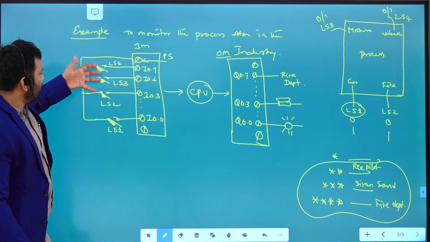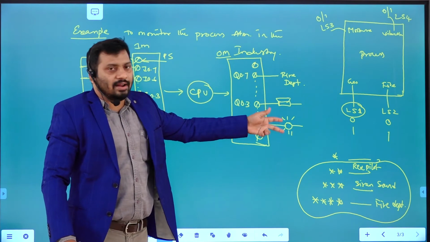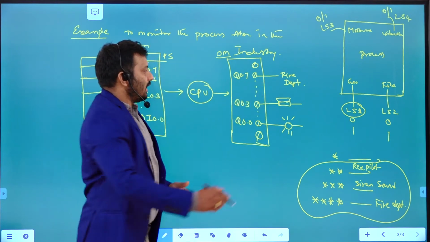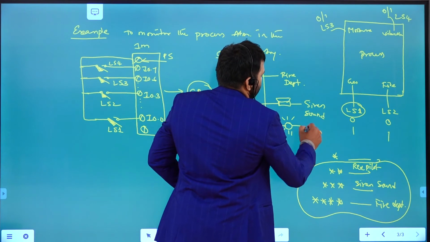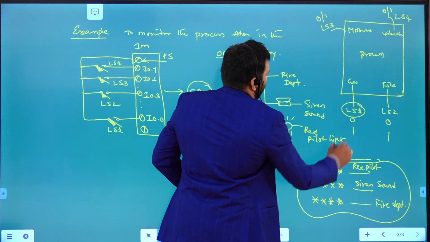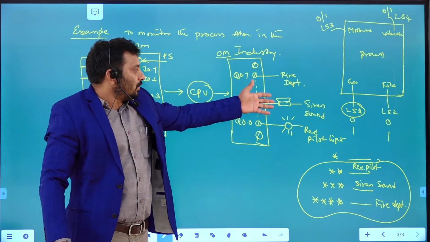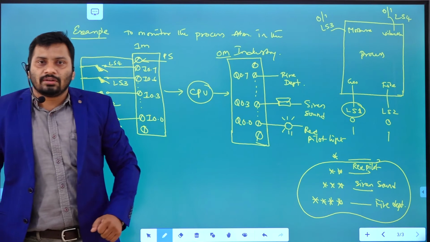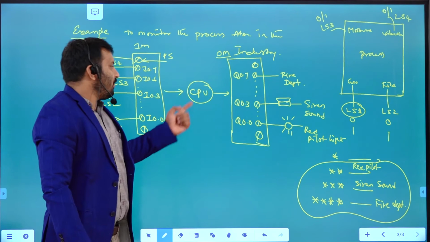If any 2 inputs are high, then I want to turn on the red light, right. If any 3 inputs are high, then I want to give some siren sound, right. This is the red pilot light, right. So if 3 inputs are high, then we need to give sound. If 4 inputs are high, then we need to give a signal to the fire department. This is the way I want to write a program.